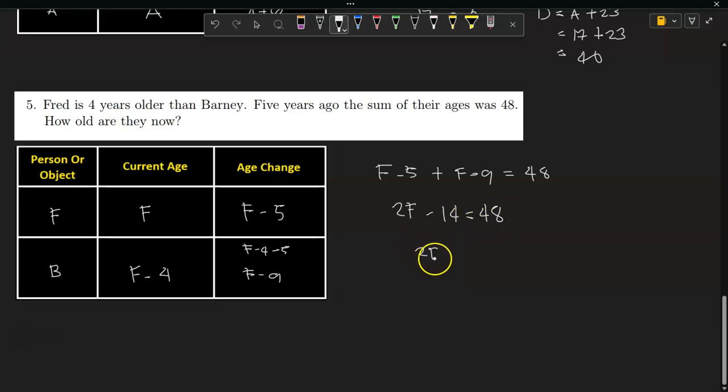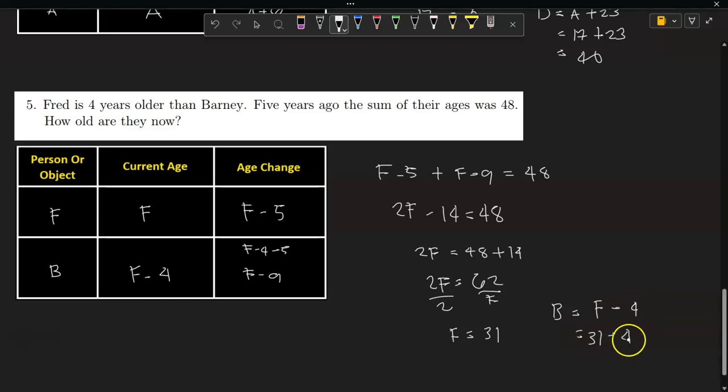And then 2F equals 48 plus 14. This is 2F equals 62. Is that right? Yeah, 62. And then again, solve for F. So F is what? That is just 31. Meaning to say, the age of Fred is 31. What about Barney? Barney will be Fred minus 4, or 31 minus 4, this is 27. So meaning to say, Fred is 31 while Barney is actually 27.